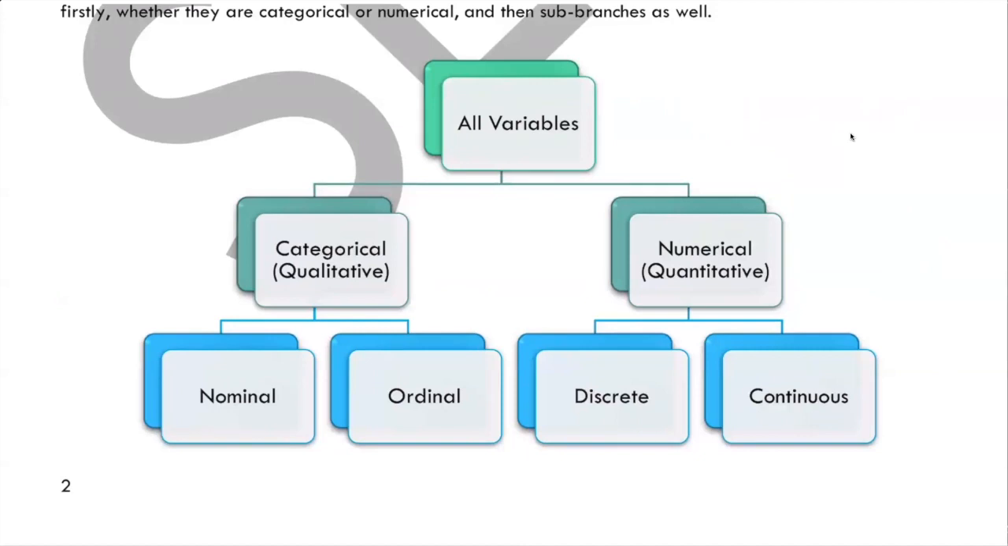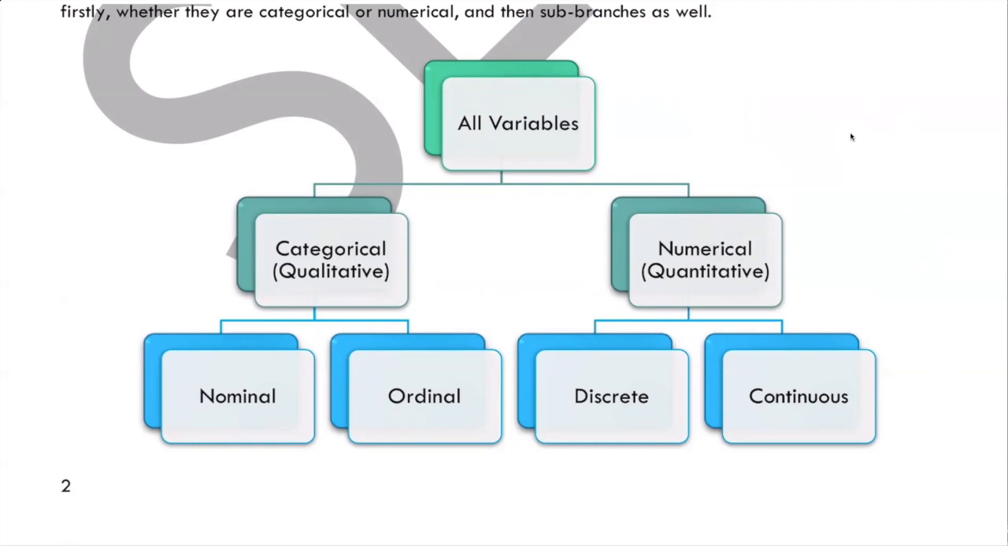And then ordinal is where there is an inherent order. Like the grade you get in an exam, an A, B, C, D or E, or on your reports, whether you get commendable, achieving, needs improvement or satisfactory. There's an inherent order to those.